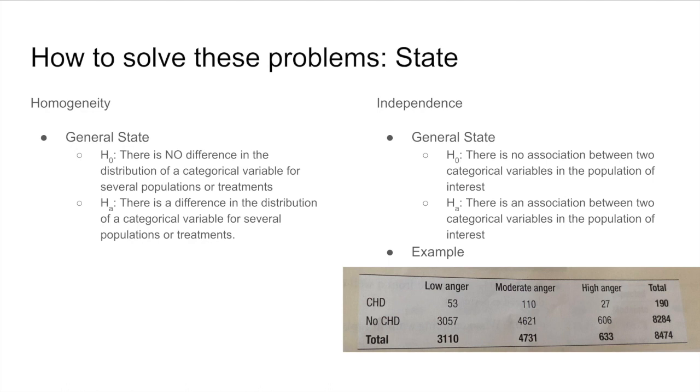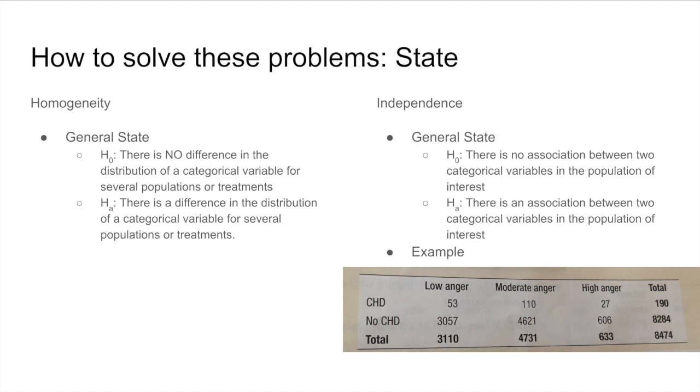So now there's a four-step method to solving these chi-square problems. There's the state, plan, do, and conclude. For the state part, you have to choose whether to use homogeneity or independence. When you choose homogeneity, for the null hypothesis you would say there is no difference in the distribution of a categorical variable for several populations or treatments. And for the alternative, you say there is a difference.